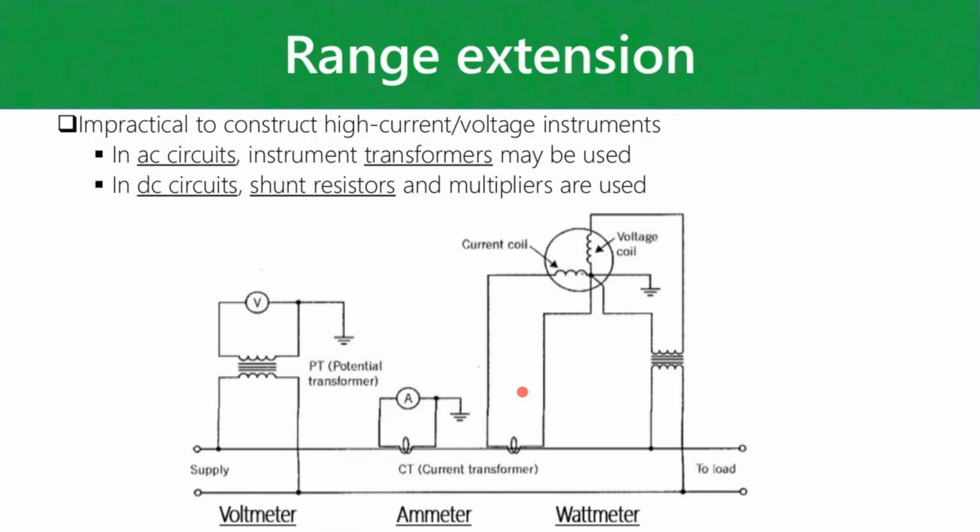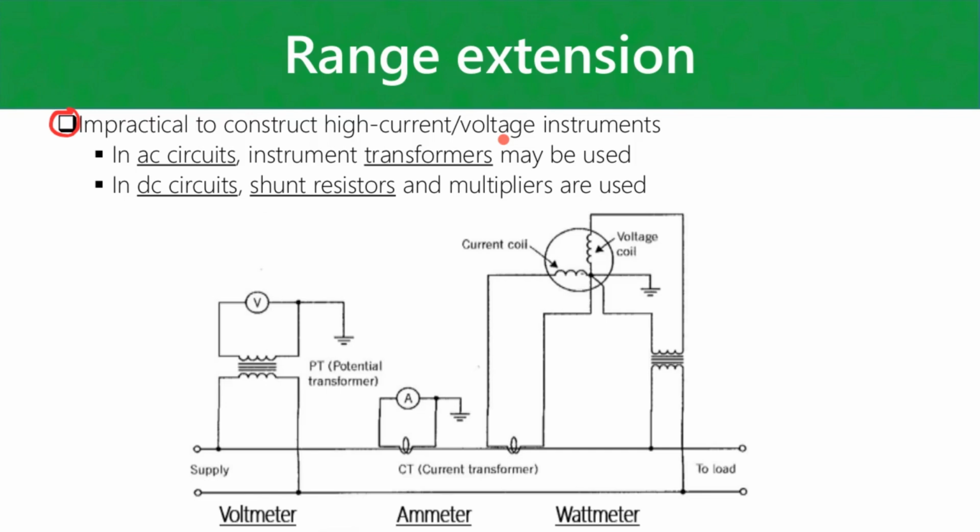So the main reason why we do range extension is because it's very impractical to build measuring instruments to operate at high voltage or high current. So we make use of things like resistors and instrument transformers to help us put these measuring instruments in high voltage and high current circuits.